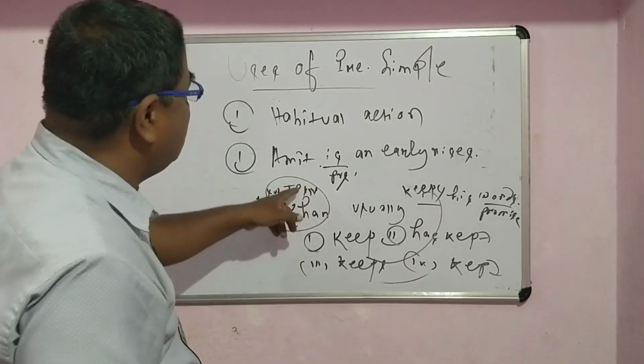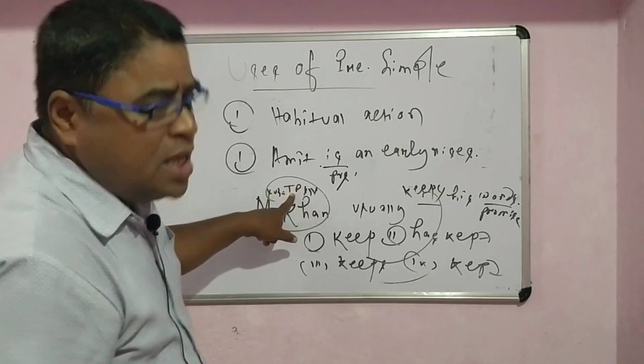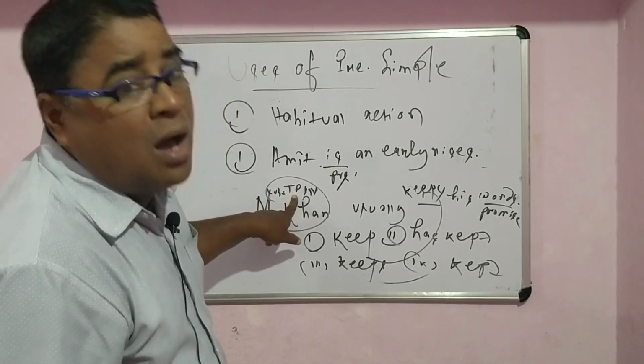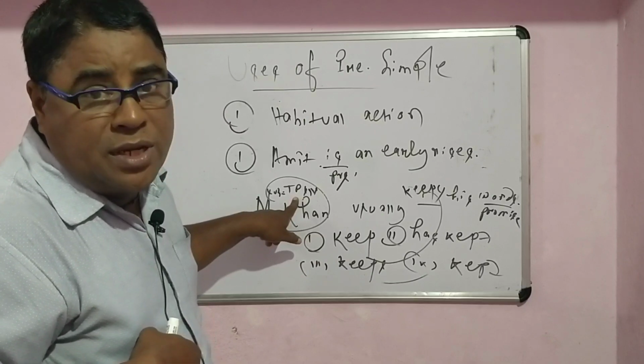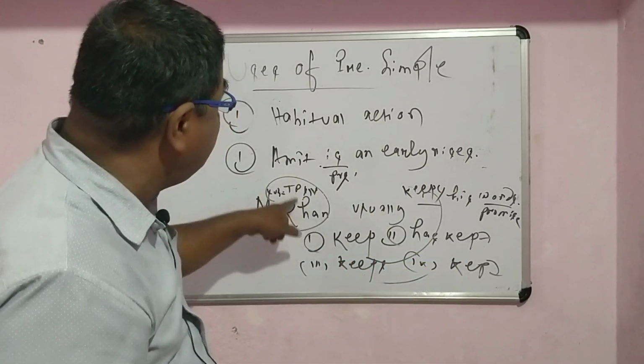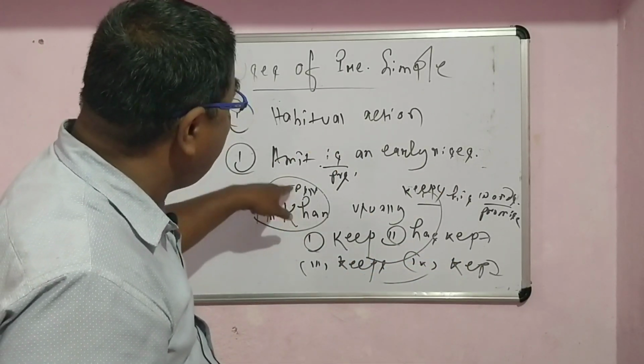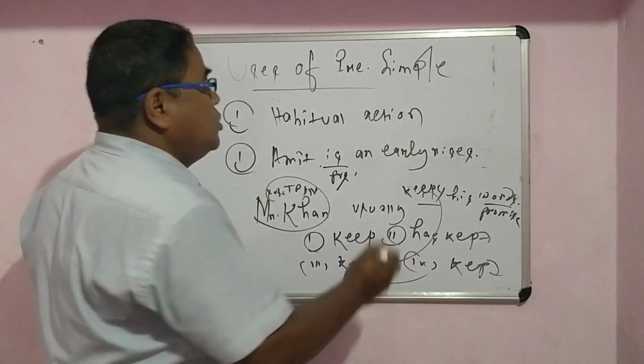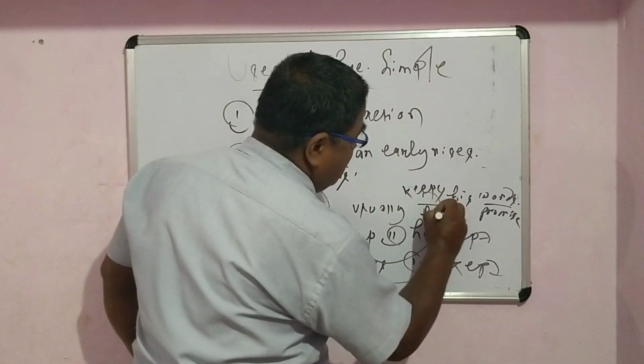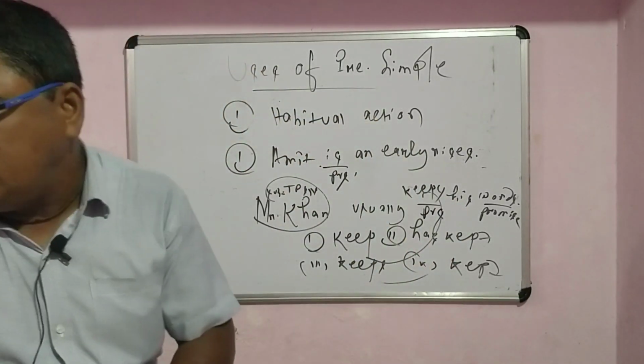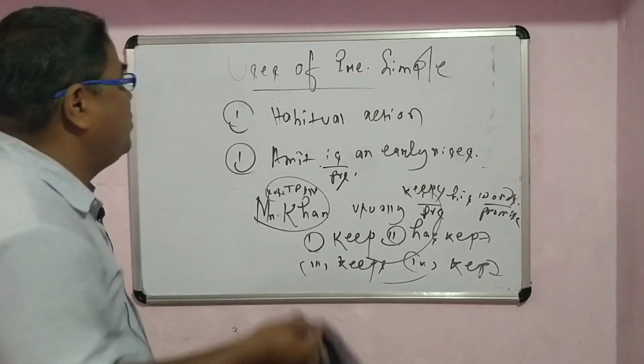In this sentence, Mr. Khan is the third person singular number because his name comes third. I is not the third person. You is not the third person. Rather, Mr. Khan, whose name comes third, is the third person singular number. So keeps is the present simple. So for habitual action, you also use the present simple.